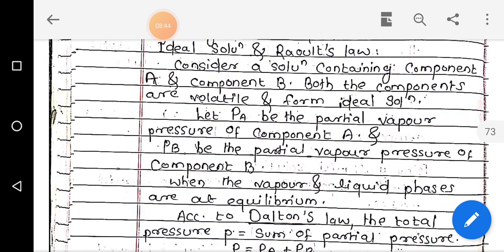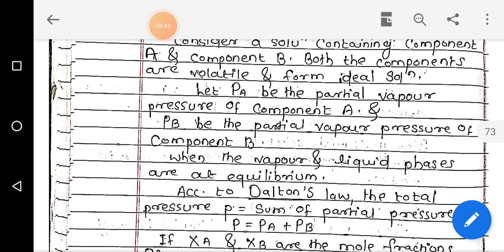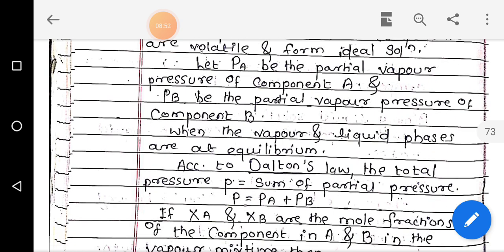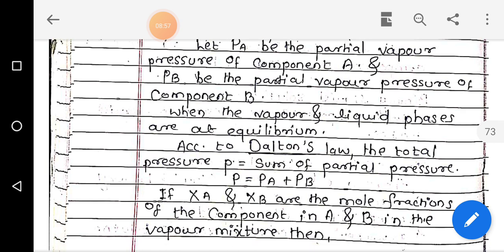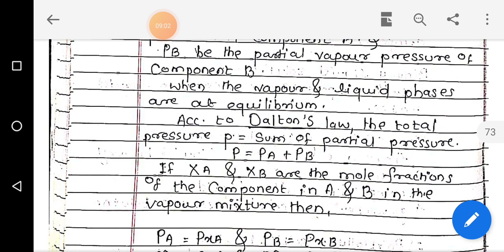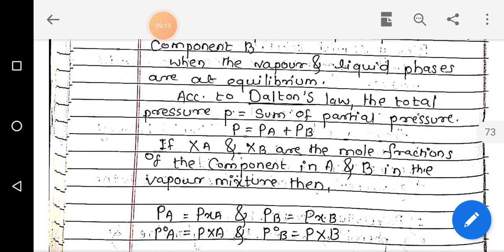So the materials should be volatile and form ideal solutions. Let PA be the partial vapor pressure of component A, and PB the partial vapor pressure of component B, because volatile components have some partial vapor pressures, since they evaporate easily.